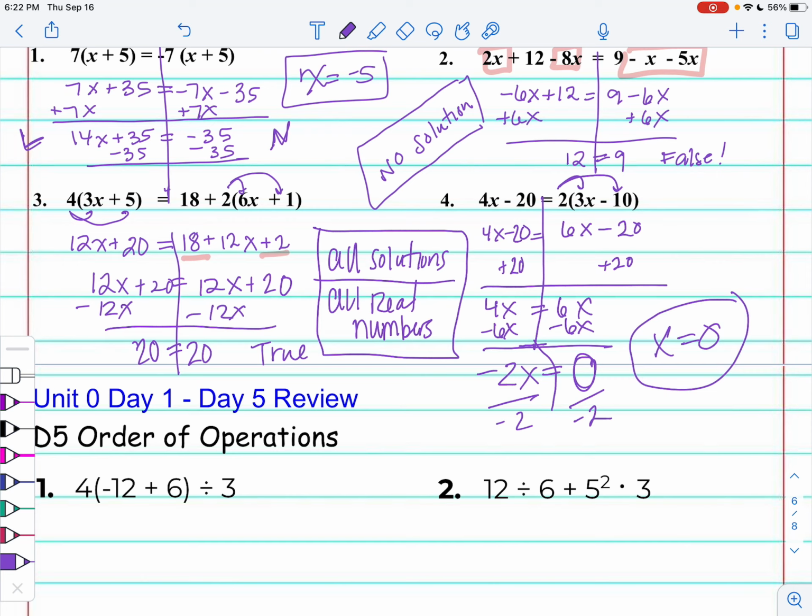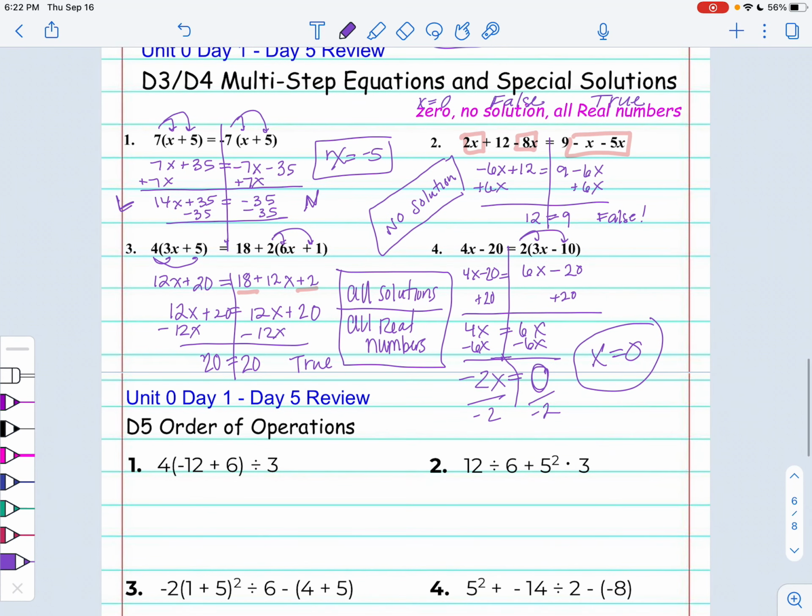Okay, that is an answer. The answer is 0. If I plug it in, it works. Okay, 0 is an answer, and I keep saying that because it's easy to mix it up with no solution or all solutions, but just getting x equals 0 is an answer.